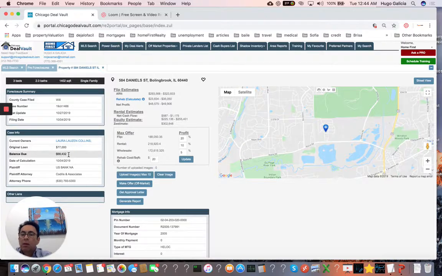Why? Because the balance due is only $68,000. However, this property is worth ARV about $300,000. So the owner has a lot of equity, but yet he's in pre-foreclosure. That means that eventually the owner is going to lose the property if he or she does not become current with the loan. Okay, so step number one, we found a great deal.